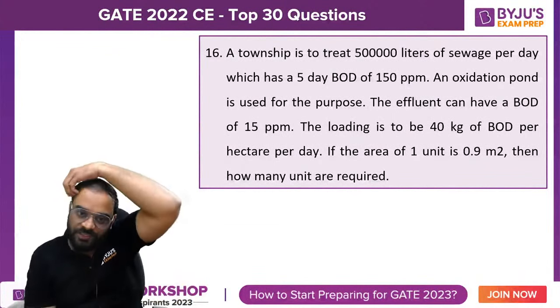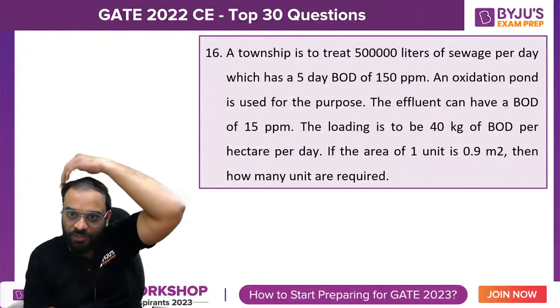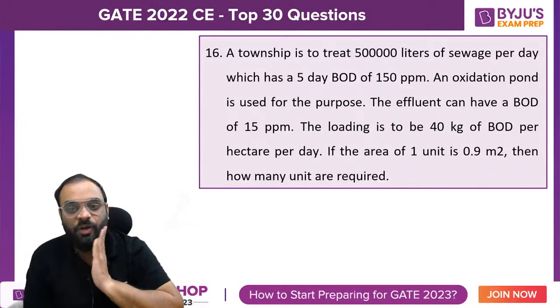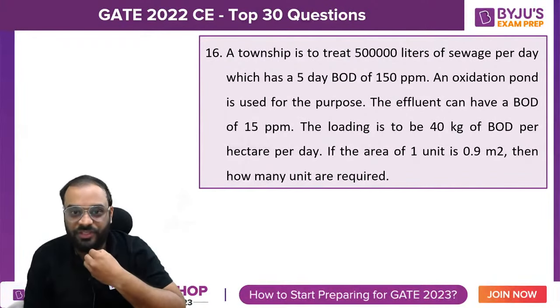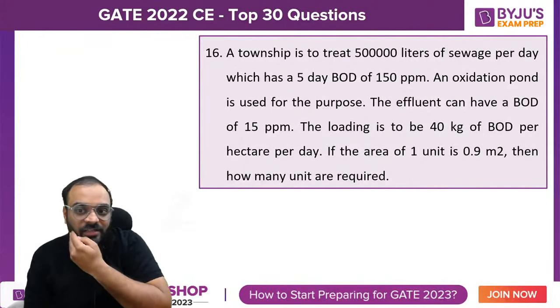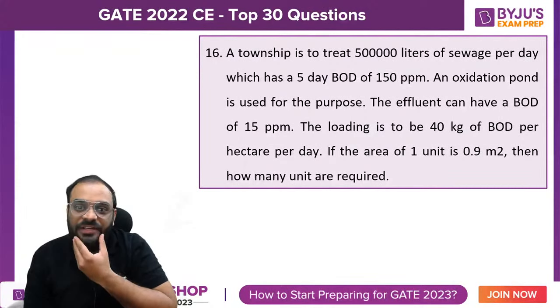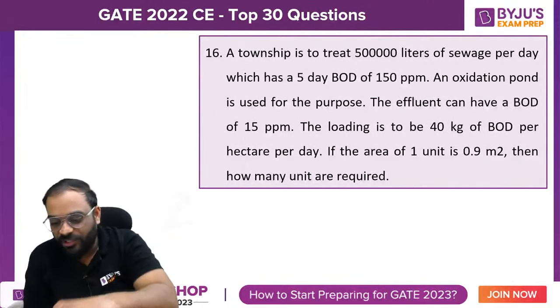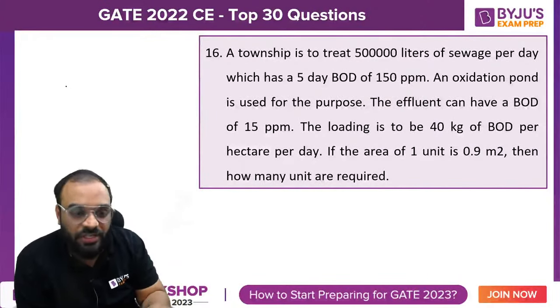Next question is based on the oxidation pond, and you just need to find out the number of units required. The restriction of area is given to us, the BOD loading rate is also known to us, and the influent BOD and effluent BOD are also given. Okay, no issue. Let me solve it in front of you.